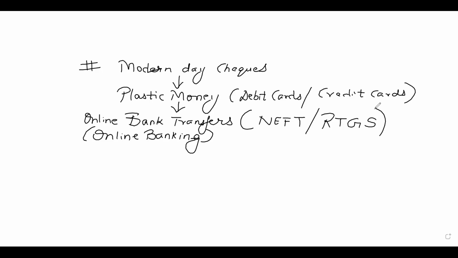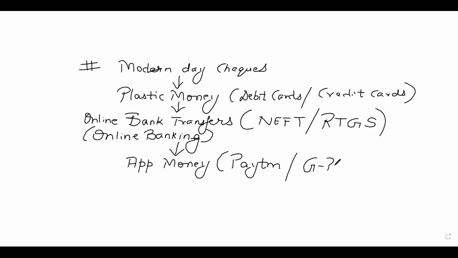Okay, now after online bank transfer, we now have app money which has emerged. Example, we have Paytm, we have GPay, we have PhonePe. Okay, I think this is how they write it. So many apps we have. I think we have even more apps coming up now. We now even have the Paytm virtual bank.